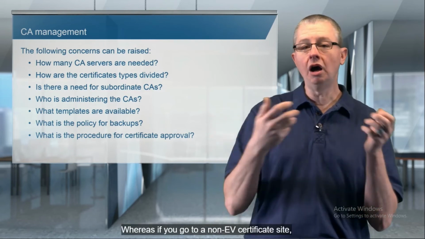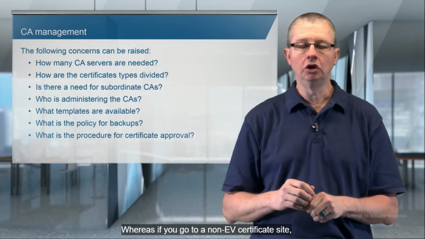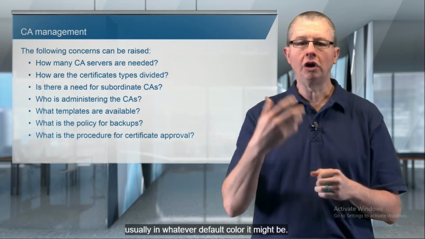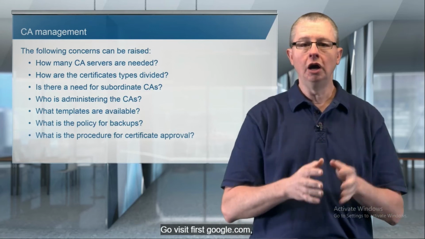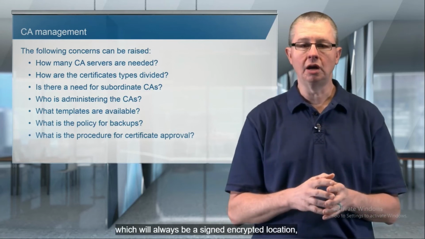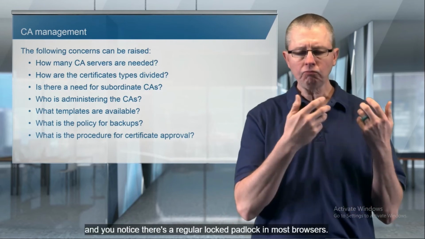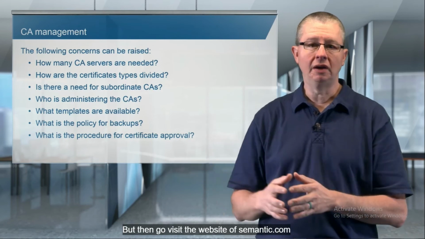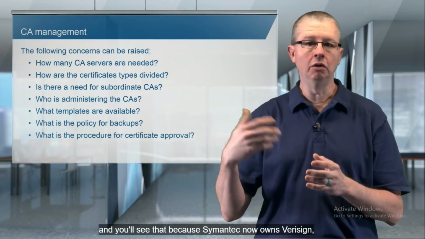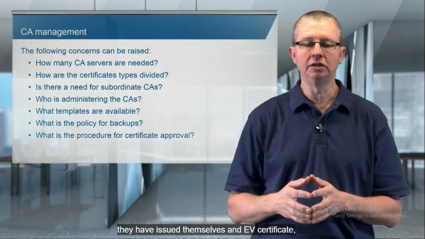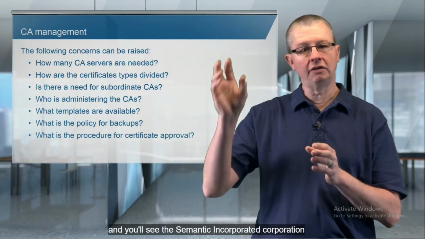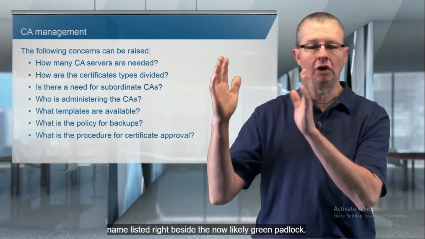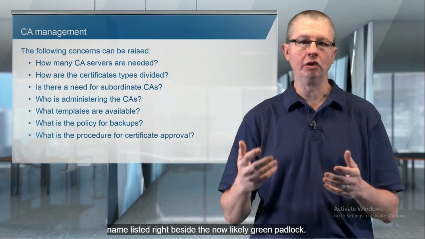Whereas if you go to a non-EV certificate site, you'll only see the padlock on its own, usually in whatever default color it might be. So try this experiment on your own. Go visit first google.com, which will always be a signed encrypted location, and you'll notice there's a regular padlock in most browsers. But then go visit the website of Symantec.com, and you'll see that because Symantec now owns VeriSign, they have issued themselves an EV certificate, and you'll see the Symantec Incorporated corporation name listed right beside the now likely green padlock.